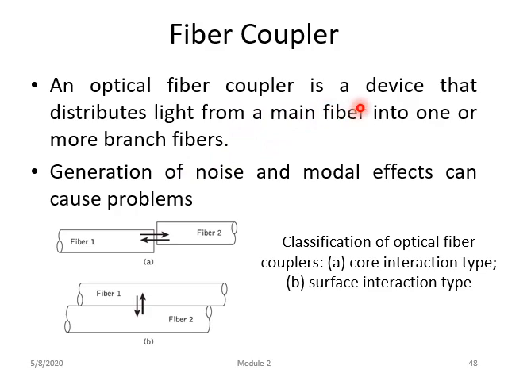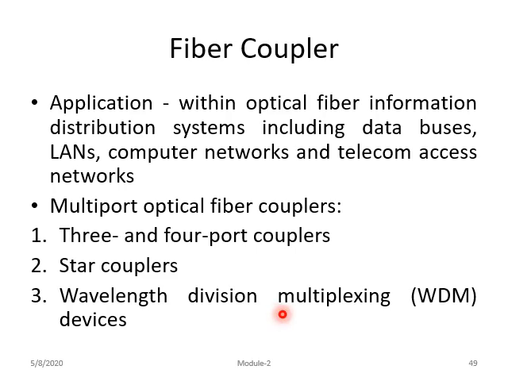Normally the optical fiber coupler is a device that distributes light from the main fiber into other branch fibers. Fiber couplers are possible in different varieties. They can be 3 or 4 port couplers, star couplers, and wavelength division multiplexing devices. These are the different varieties of fiber couplers. Applications within optical fiber information distribution systems include data buses, LANs or computer networks, and telecom access networks, which we can define into many ranges or types. These are the application areas where fiber couplers can be used, with different varieties such as 3 or 4 port star couplers or wavelength division multiplexing.